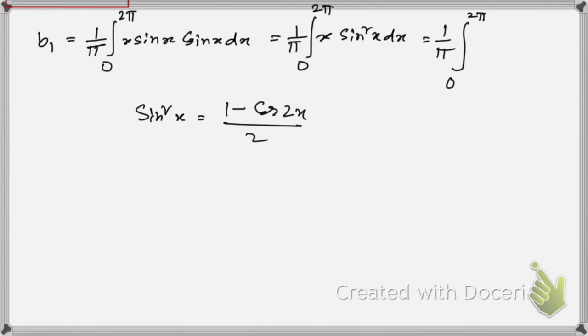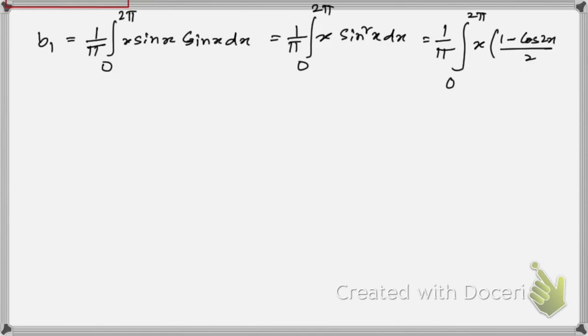So hope you have understood this. So we're going to use this result instead of sine square x. If you do so, then you will get x times (1 minus cos 2x) by 2 dx, right? That's what you're going to get.